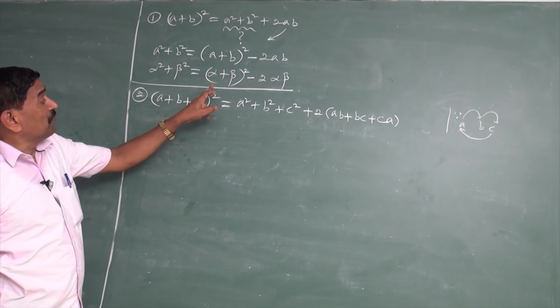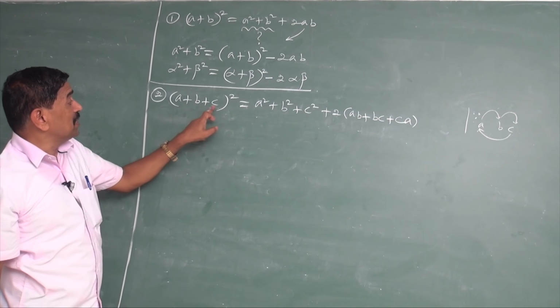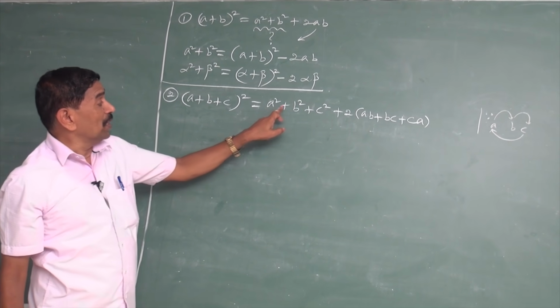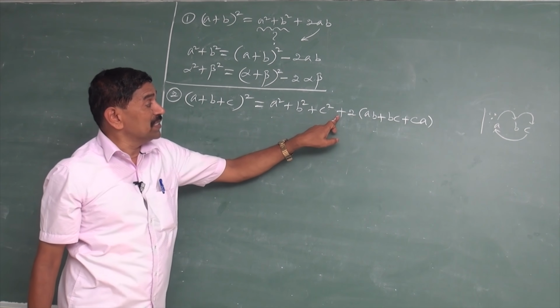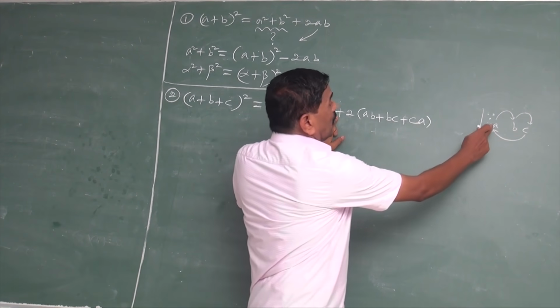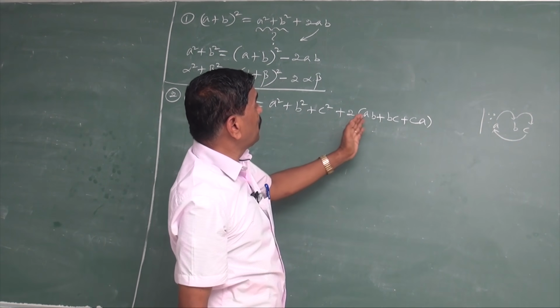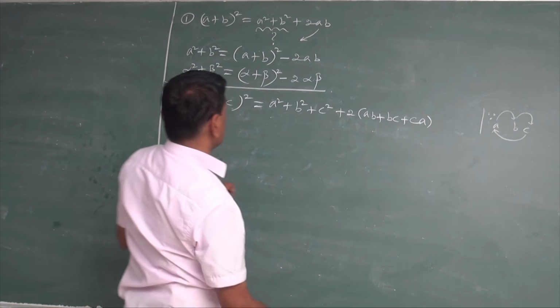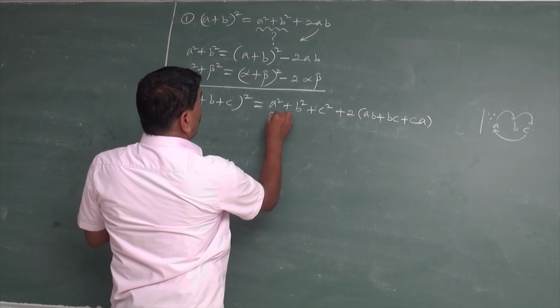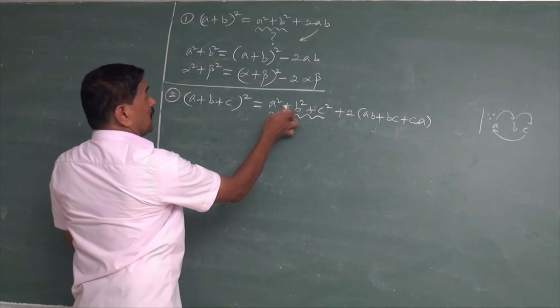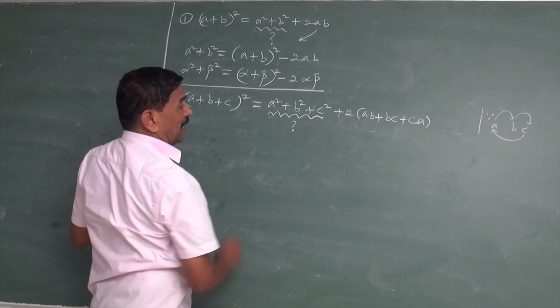Sum of the squares of 3 terms is given by a plus b plus c the whole square equal to a square plus b square plus c square plus of 2ab plus 2bc plus 2ca, where 2 is common. Then 2 of ab plus bc plus ca. Okay, up to this ready. Now I want to make what is a square plus b square plus c square. So that is my aim.